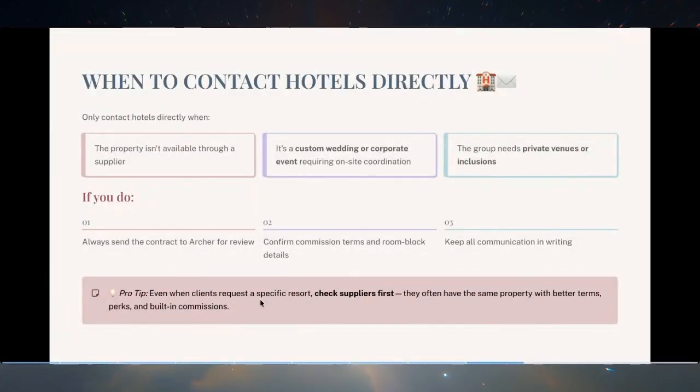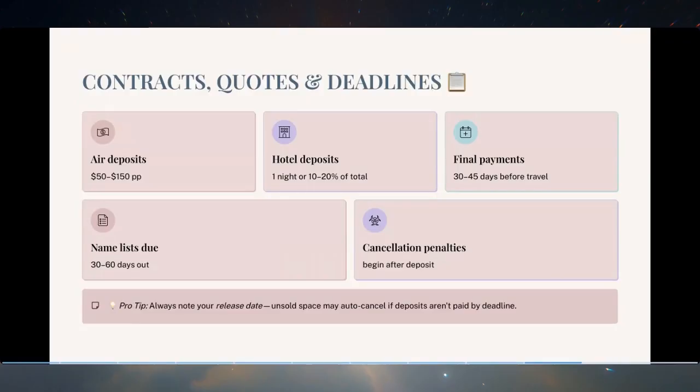Even when clients request a specific resort, check suppliers first. They often have the same property with better terms. Yes, I agree with that. Like Hyatt, they have a really good group thing. Like Sandals, all of them, they all have really good group settings. So check with the suppliers because we can book direct with a lot of our suppliers, right? So check direct first. All right.